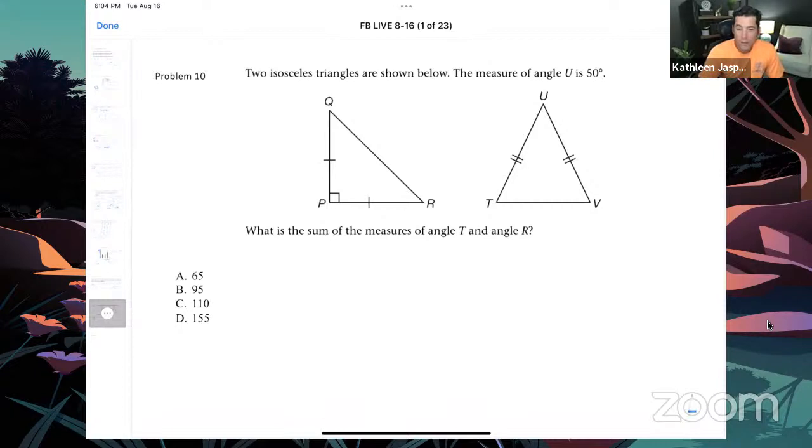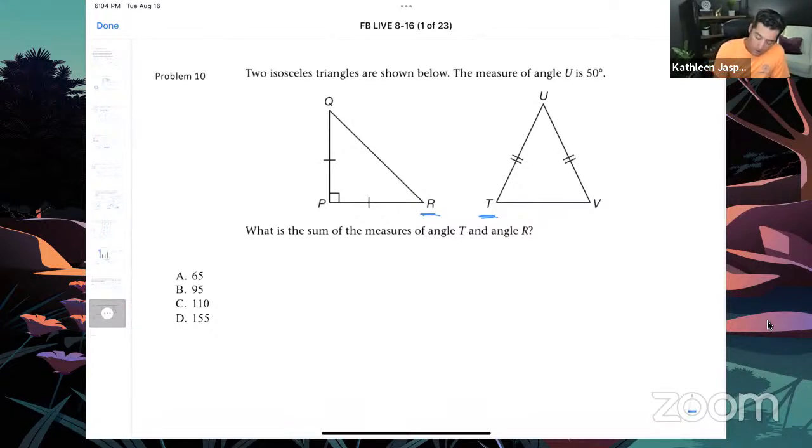2 isosceles triangles are shown below. The measure of angle U is 50. What is the sum of the measures of angle T and angle R? Okay, I need to find angle T and I need to find angle R.